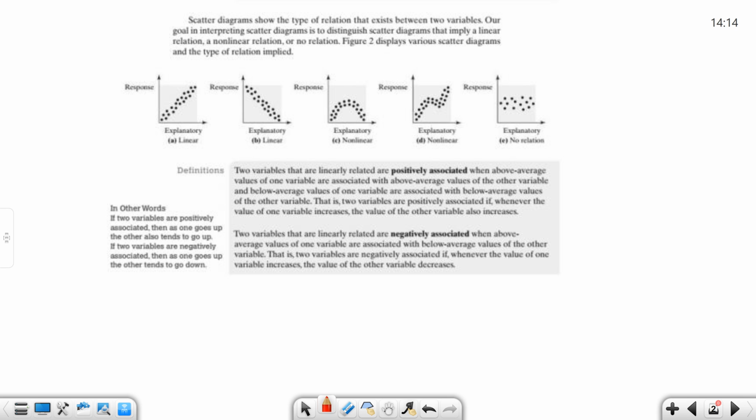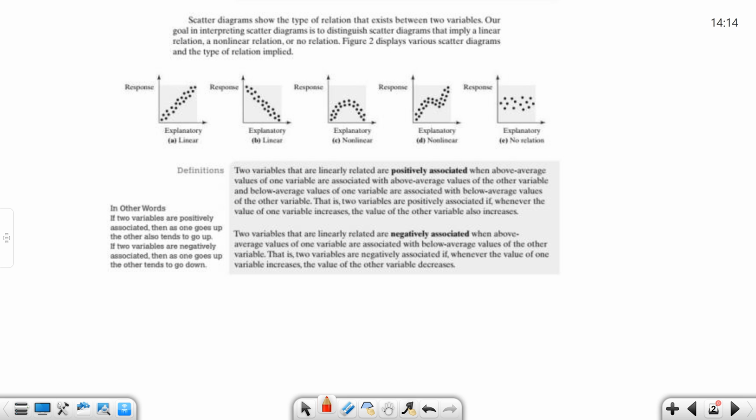Two variables that are linearly related are negatively associated when above average values of one are associated with below average values of the other. So another way to say this: when one variable increases, the other decreases. That's what's happening here. This is negative. This is positive. It's just like the slope of a line, by the way. This line's going uphill from left to right, positive slope; downhill, negative slope. So that's what's going on there.